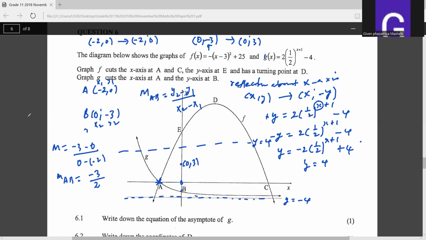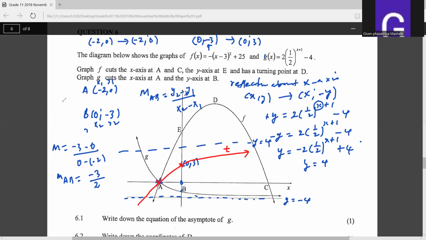So which means the reflection about the X, so it means that the new graph will pass through this point here. So this is actually the equation of T. And if this is the equation of T, the question wants us to write the range of T.